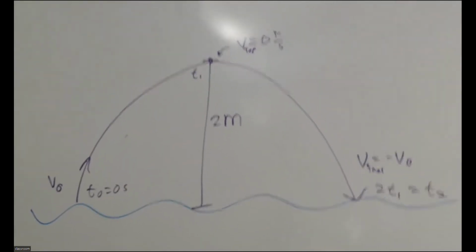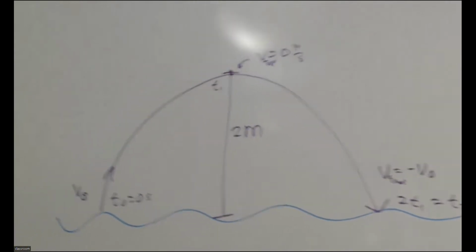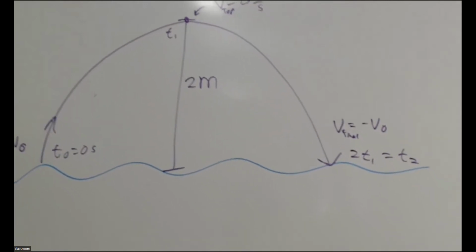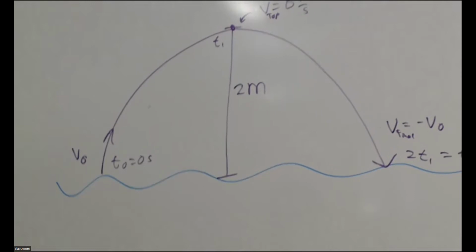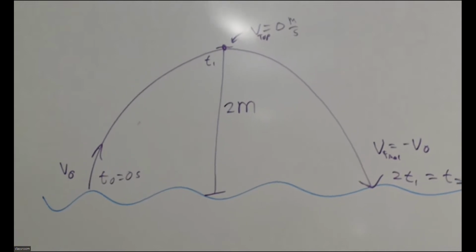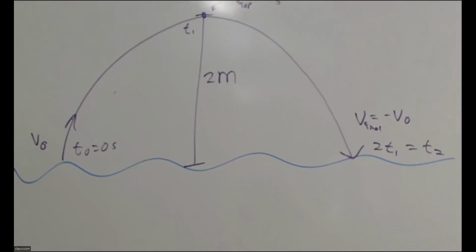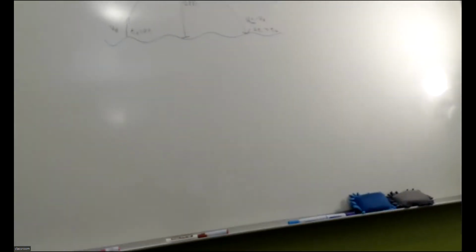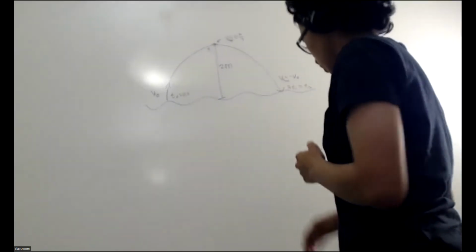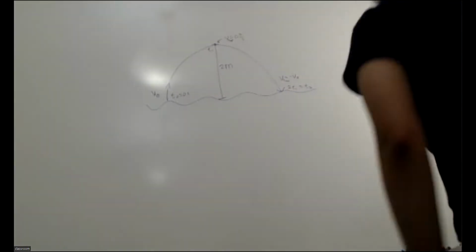All right, so you have your V naught, and then you have your max height, where you know your V is equal to 0, and then you have your final velocity and your final time. You know it takes the same amount of time to get to the top of the jump as it takes to get to the bottom of the jump.